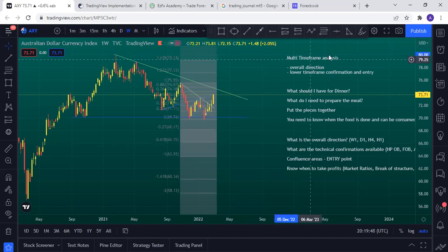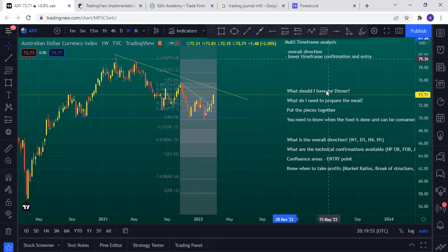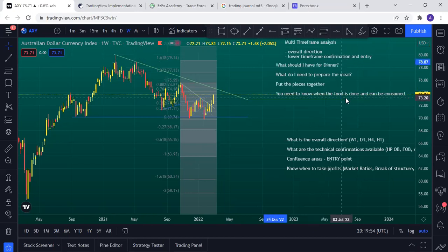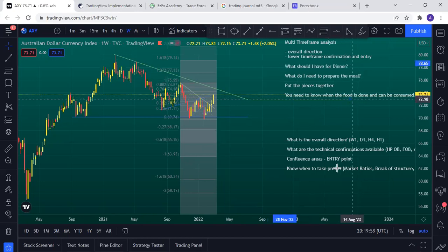Let's quickly move all of this, so we have space for what we want to look at next.